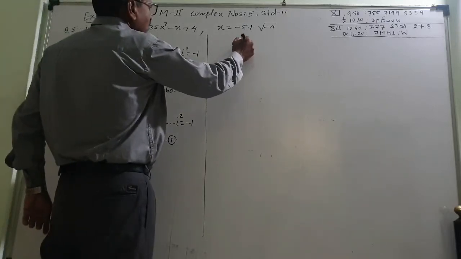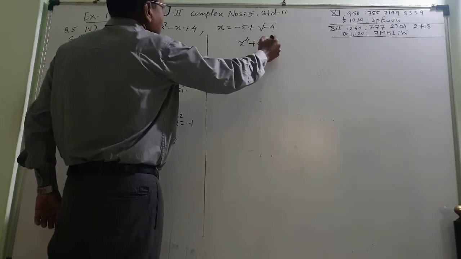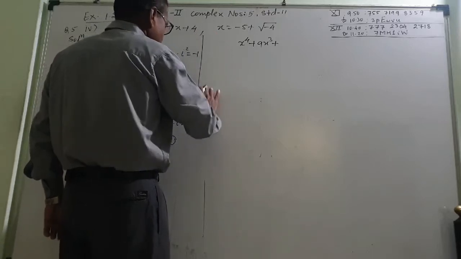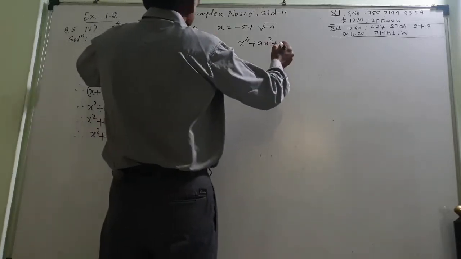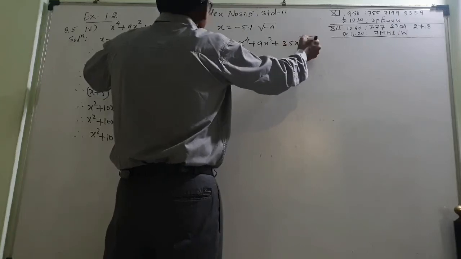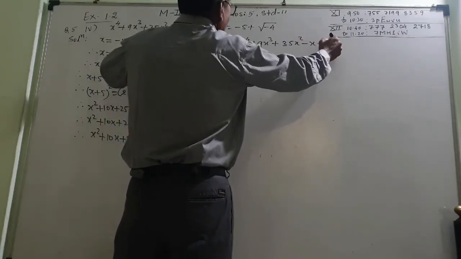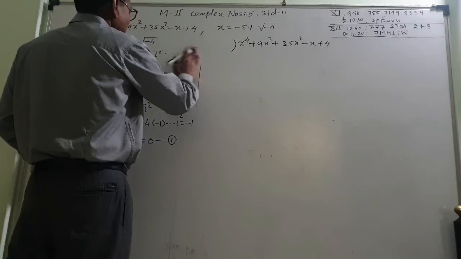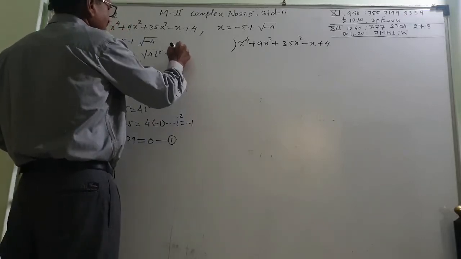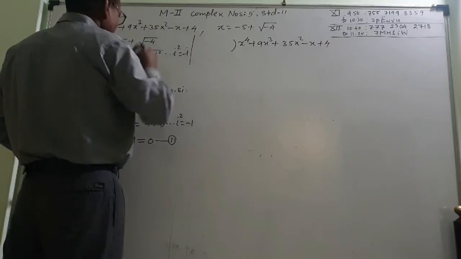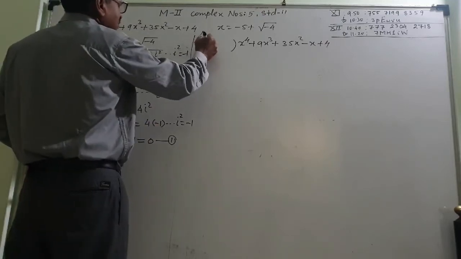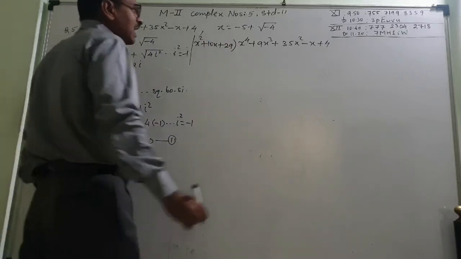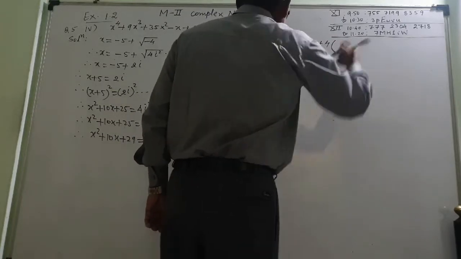So x raised to 4 plus 9x cube plus 35x square minus x plus 4 divided by this. I will make some place here. i square equal to minus 1, and make the place here. x square plus 10x plus 29. By this I have to divide, and that division I will write here.